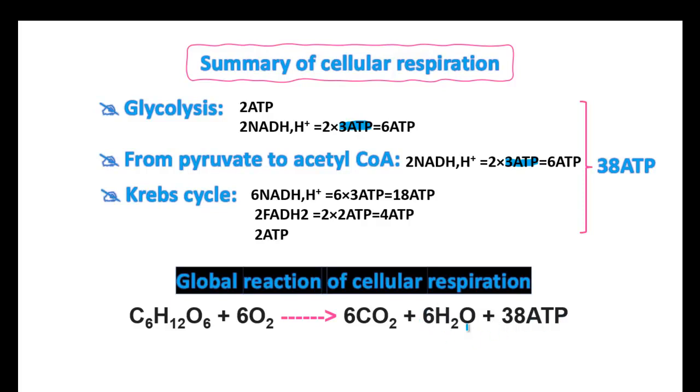Now we have here the production of water. This water is coming from the oxidative phosphorylation reactions, especially from the reduction of oxygen into water. For the carbon dioxide over here, we will have it from the Krebs cycle. So this is the carbon dioxide that we release when we do respiration.